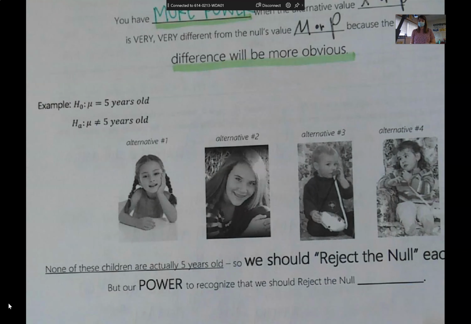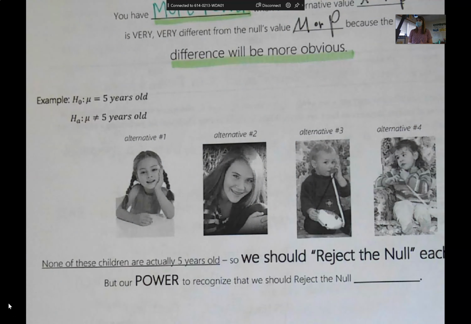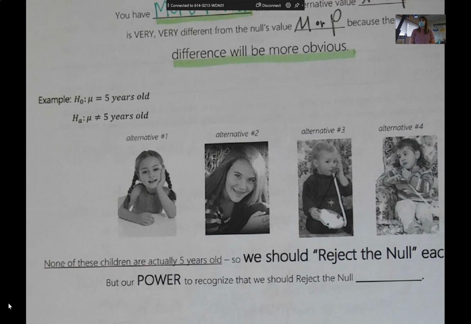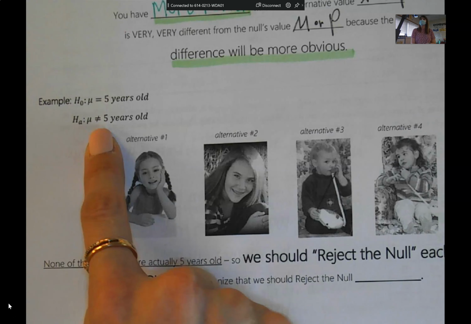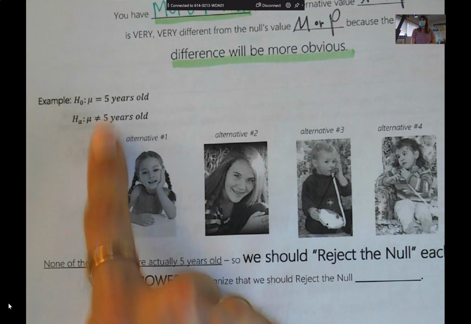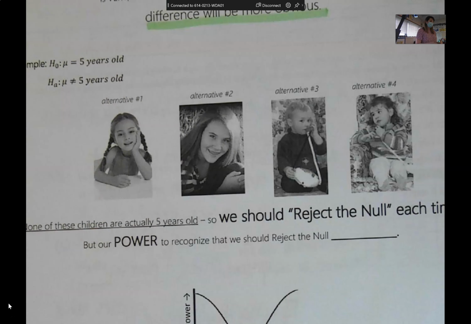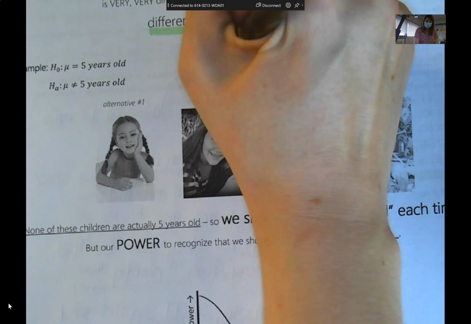So let's look at a specific example with these pictures. The claim is that all of these kids are 5 years old. The alternative is that they're not 5 years old. Which one is most obviously not 5 years old? 1, 2, 3, or 4? 2. This example has the most power.